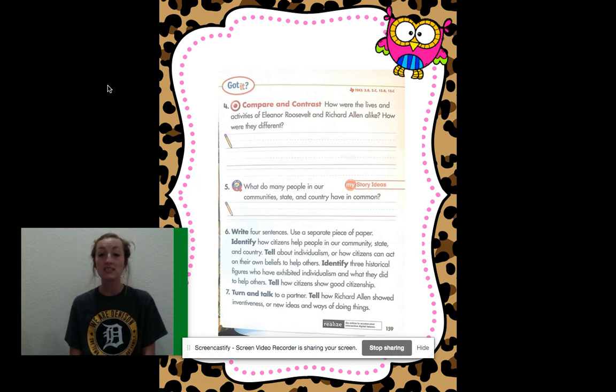Number 6 says, write 4 sentences on a separate piece of paper. It can be the back of a piece of paper, just whatever you have. Identify how citizens help people in our community, state, and country. Tell about individualism, or how citizens can act on their own beliefs to help others. Identify 3 historical figures, so that's people from way back in history who have exhibited individualism, and what they did to help others. So individualism means, how did they use their own beliefs? They weren't like everybody else. They did their own thing and they believed their own things. And how did that help others? Tell how citizens show good citizenship. So tell me what it looks like to be a good citizen.